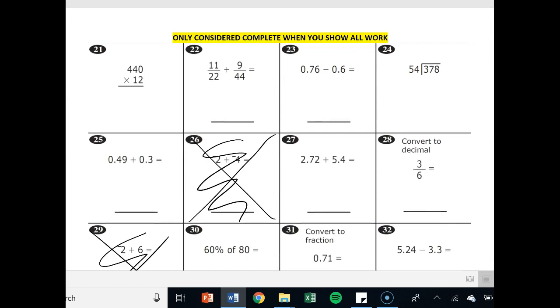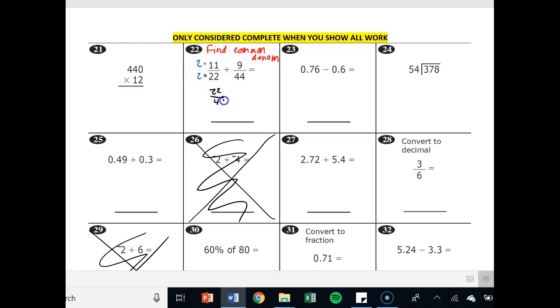This is only considered complete when you show all work, so don't be using calculators on 21 or 24 or anything like that. 22, notice they do not have common denominators, so you need to find common denominators. I'm going to abbreviate this and say find common denoms, right? So that means you need to multiply 22 by some number to get it to 44. Well, if you put your finger on 22 and go over and then go up, you'll notice you need to multiply it times 2, right? Once I do that, 2 times 11 is 22. 2 times 22 is 44.